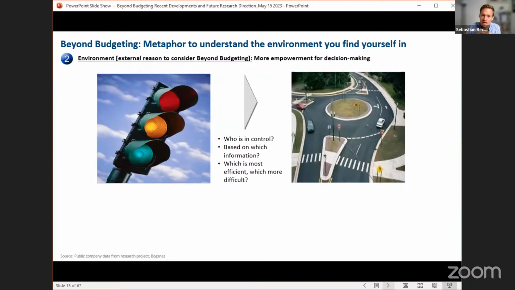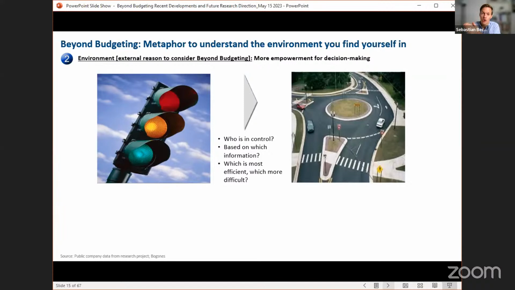And the other option is you could have a roundabout. Now, the question is, these two different ways of managing traffic flow, who is in control in these situations? For the traffic light, who is in control? Well, the person who programmed the traffic light, maybe in 1985, when the crossing was inaugurated. So it's a person that is not currently in the situation. Based on what information was this traffic light programmed? Well, based on the information of traffic flow in 1985.